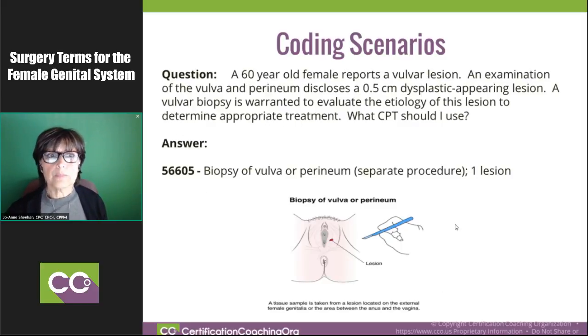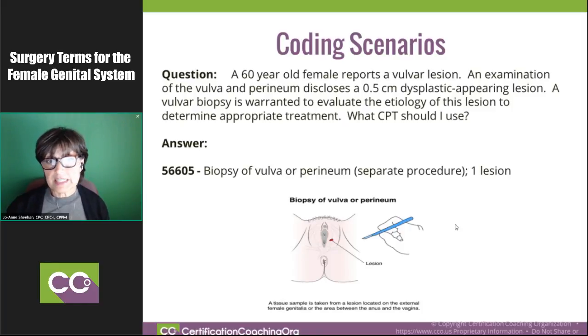Okay. Now, a 60-year-old female reports a vulvar lesion. An examination of the vulva and perineum discloses a 0.5 centimeter dysplastic appearing lesion. A vulvar biopsy is warranted to evaluate the etiology of this lesion to determine appropriate treatment. What CPT code should I use?